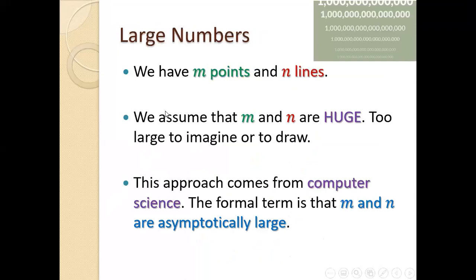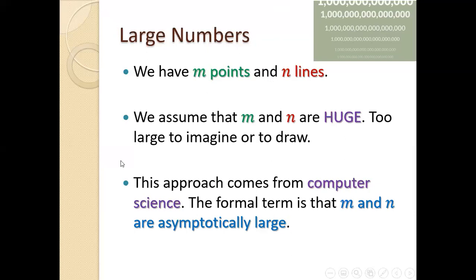Okay, so what we're doing now is we don't really care about 9 points and 9 lines. We want to have a lot of points and a lot of lines. So imagine that we have m points and n lines, and these are huge, gigantic numbers. Too large to draw properly, too large to have any effect from phenomena that only happen with small examples.